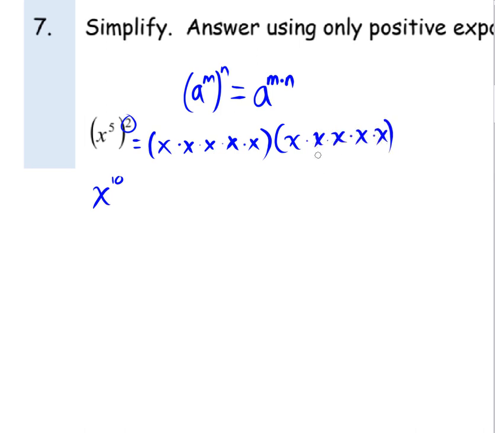There's the other copy of it, right? That's 2 copies of x to the fifth all multiplied together. And how many x's is that all multiplied together? 1, 2, 3, 4, 5, 6, 7, 8, 9, 10. Right? So the answer is x to the 10.